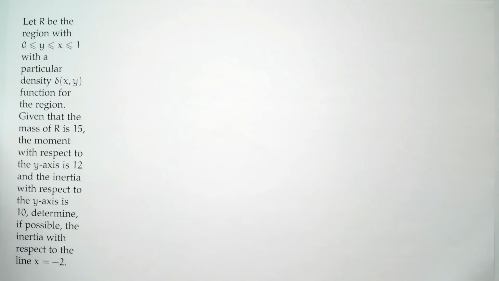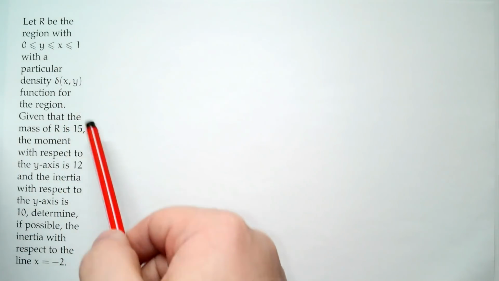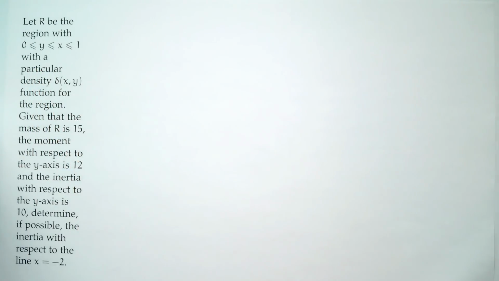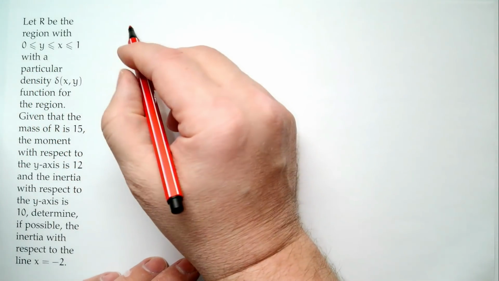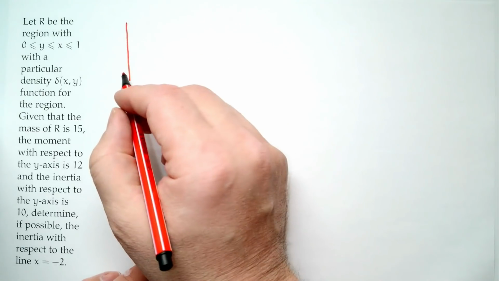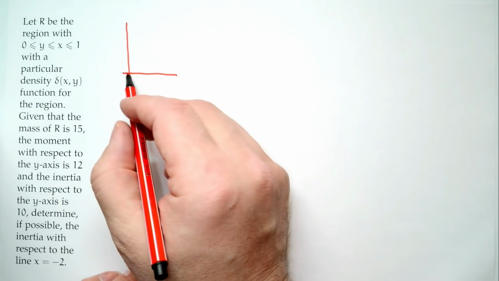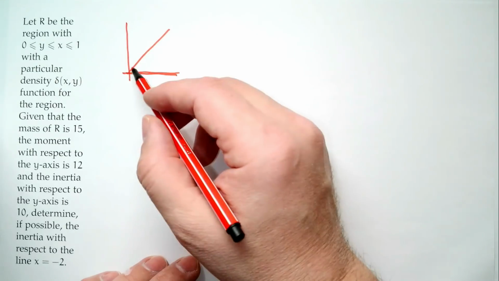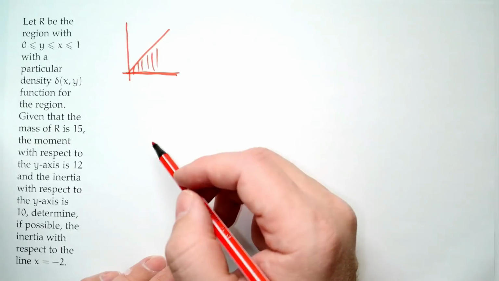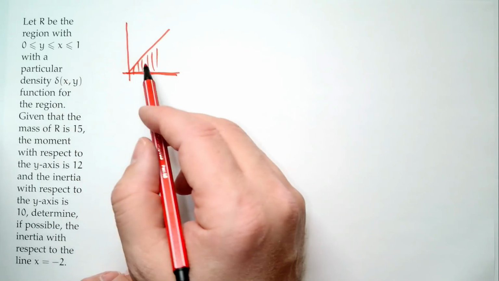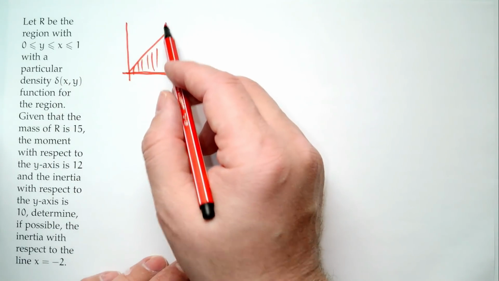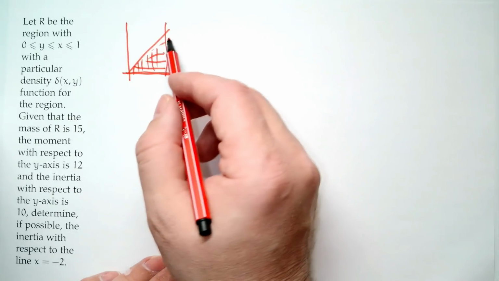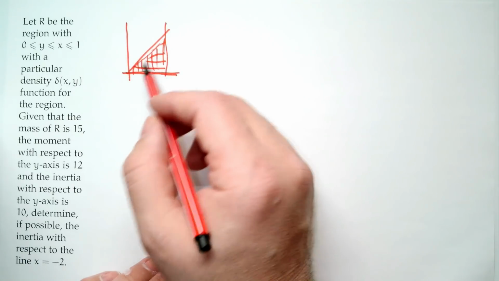So let's do a problem that has an inertia flavor to it. Let R be the region 0 less than or equal to y, less than or equal to x, less than or equal to 1. This sounds complicated, but it's actually not so bad. It says y goes from y equals 0 up to y equals x, so I'm in between these two lines here. And then x goes from x equals y, which is this line, out to x equals 1, which is this line here. And so it's this triangle shape. So this is R.